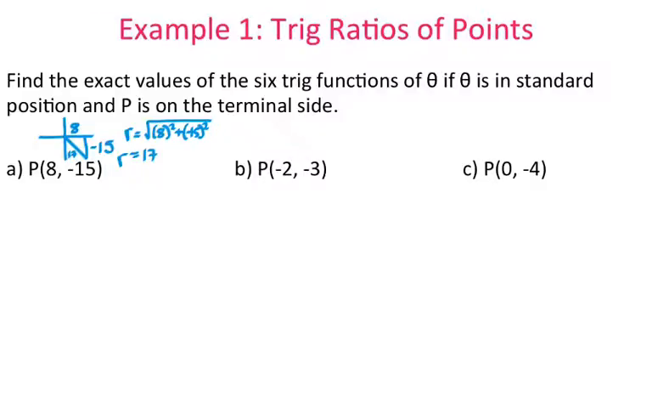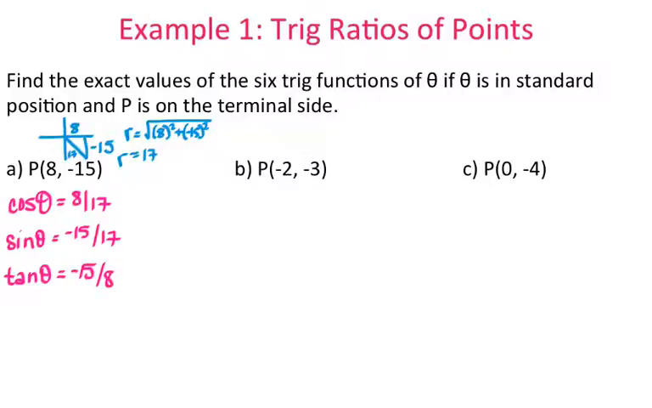Okay, so cosine of theta is x over r. My x is 8, r is 17, so that's 8/17. Sine of theta is y over r, so that's negative 15 over 17. Cosine, we already found cosine. Tangent of theta is y over x, so negative 15 over 8.